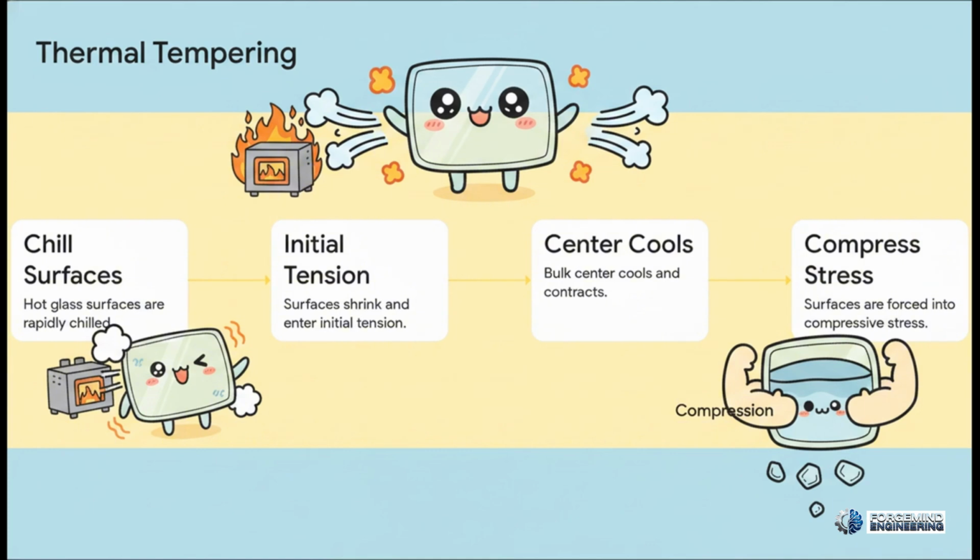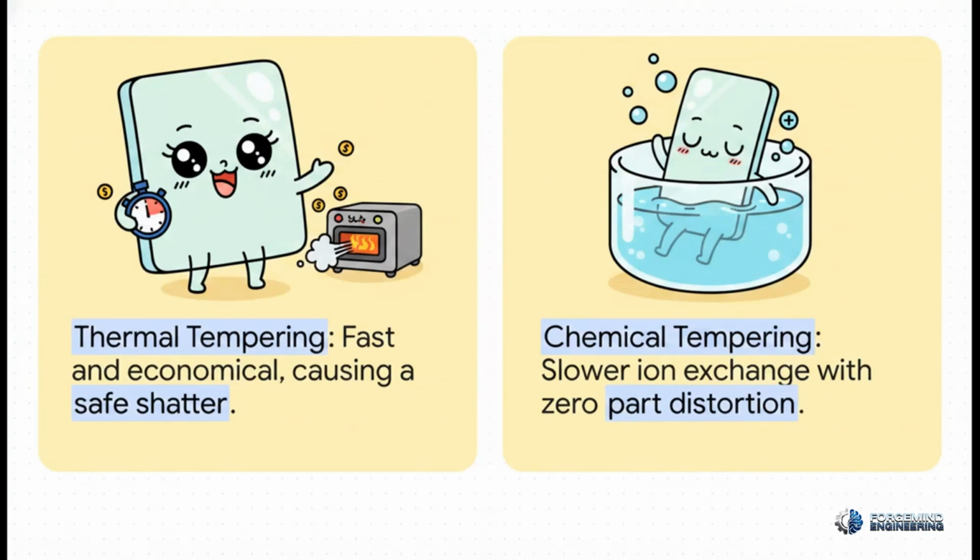When comparing our strengthening options, it really comes down to speed versus precision. Thermal tempering is fast, it's cheap, gives us that safe, high-energy shatter, and is totally suitable for thick parts. Chemical tempering, on the other hand, is a slow ion exchange process, usually sitting for hours in a molten potassium or sodium bath. It takes way longer, but it creates that compressive stress with virtually zero part distortion, making it absolutely ideal for complex, high-precision, thin parts.